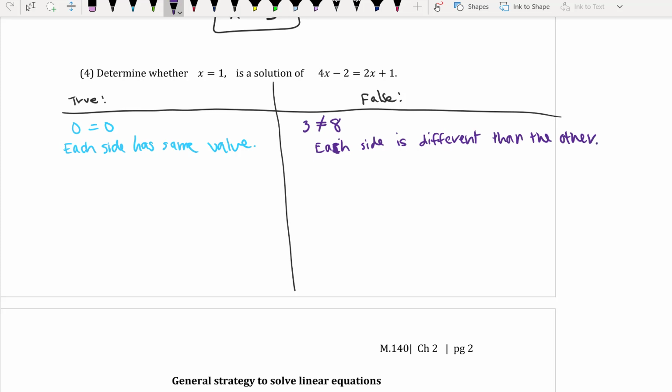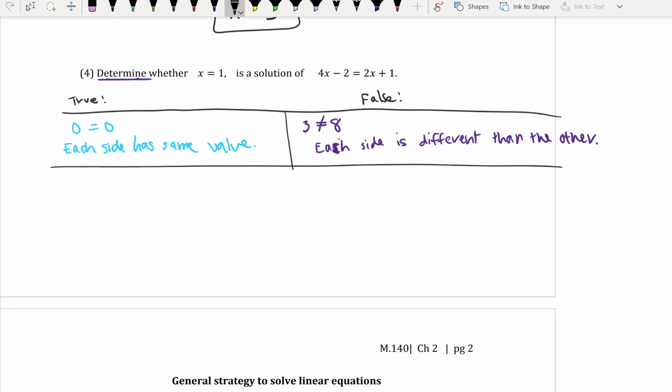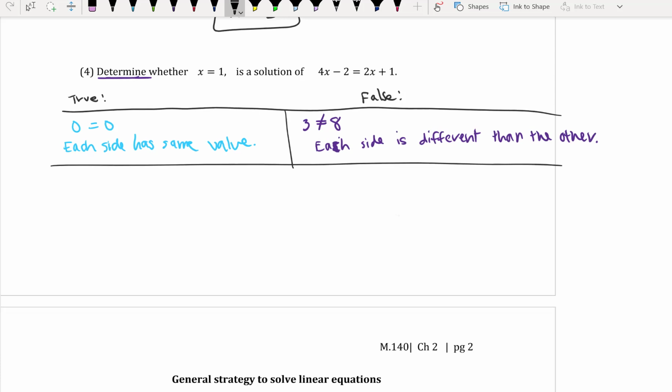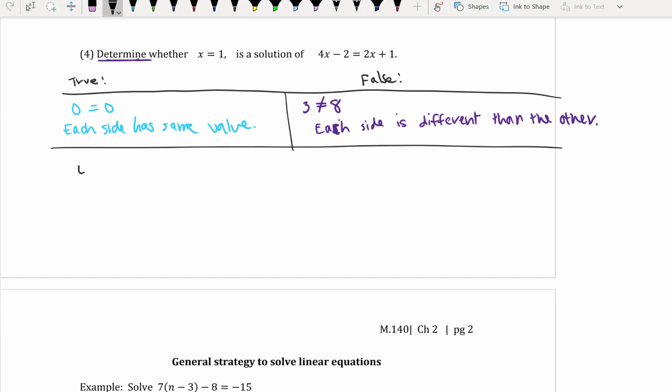So that is going to help us determine whether that value is going to be a solution of that equation. So what I'm going to do is I'm going to try to work out this problem and tell you whether it's going to be a true, which is a truth, or a false, which is going to be a lie. So if I have my 4x minus 2 is equal to 2x plus 1.